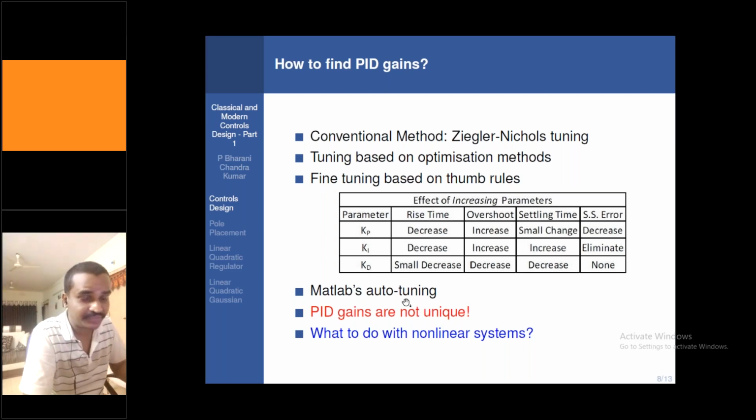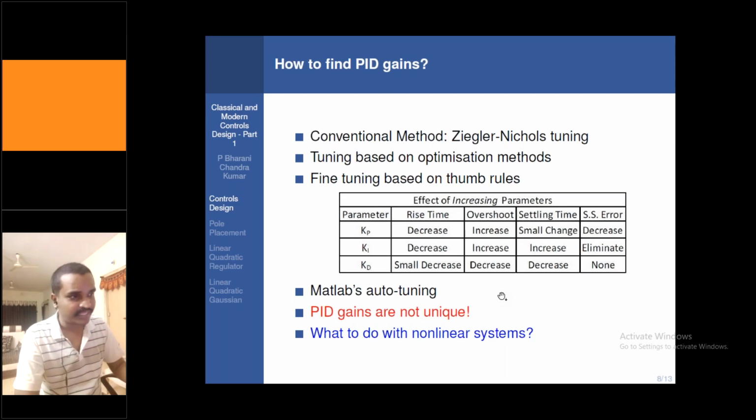This is very much required for researchers who want to design the PID control in a minute. This auto-tuning works in 90% of the cases. 90 or 95%, if you assume your system is linear and there are not many complex algebraic loops, then this will work and it will take you only 1 minute.